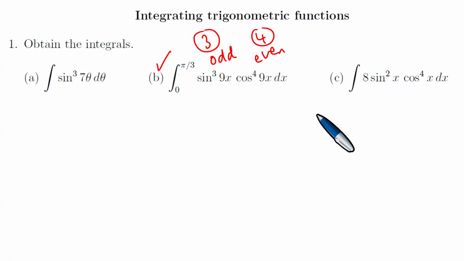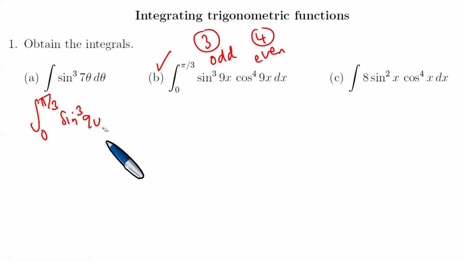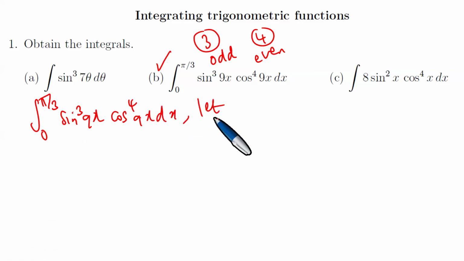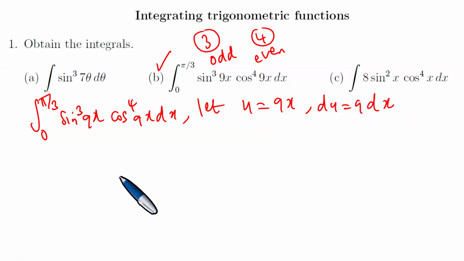Now, what exactly do we do at this point? We're going to first deal with the fact that we have the integral from 0 to pi of sine cubed 9x cosine to the 4th power of 9x dx. We let u be the same as 9x, so du is exactly 9 dx.